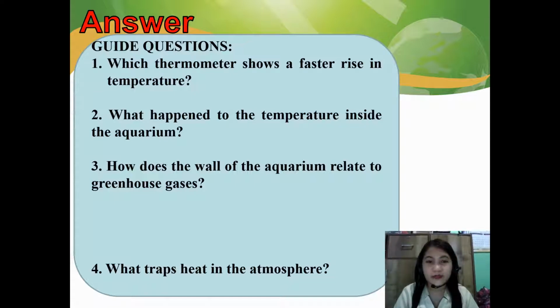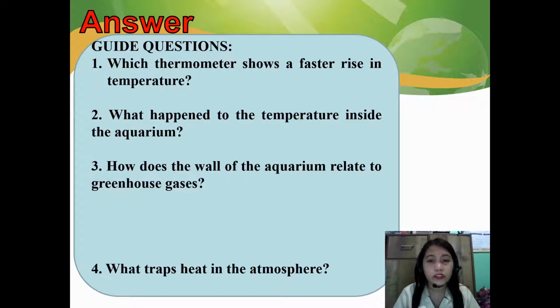Time's up. Now, I want every reporter of every group to report their answer in front of the class. Very good. Let's give 5 claps to all the reporters. And now, let's reveal the correct answer.